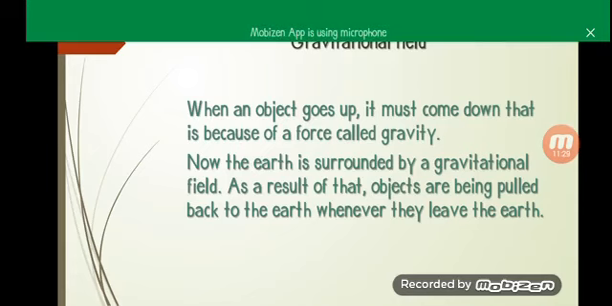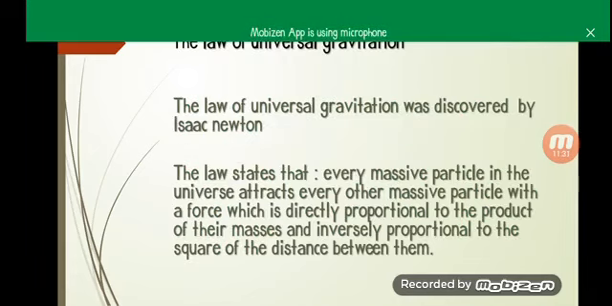Now, the law of universal gravitation. This law was discovered by Isaac Newton. From the fact that every object that goes up comes down, he discovered a law. The law states that every massive particle in the universe attracts every other massive particle with a force, which is... the massive particle we are talking about here is the earth, which attracts other objects that fall down.